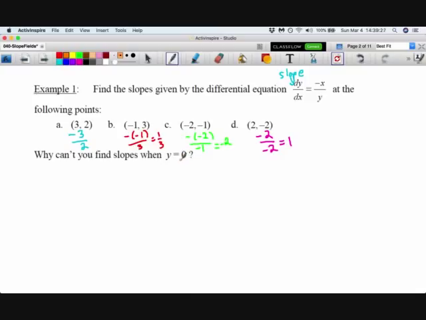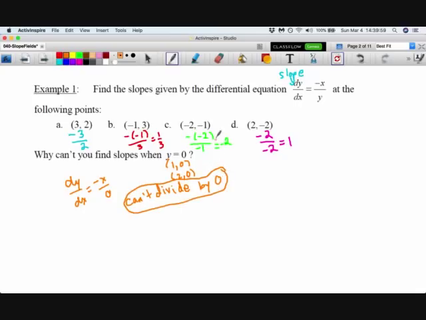If you haven't yet, please think about this. It's not that hard of a question. What would go wrong if y was equal to 0? We're talking about points like 1, 0, or points like 2, 0. Well, if we had y equals 0, dy dx would be some value of negative x over 0. And we can't divide by 0. That's it. That's all I'm looking for here. You can't divide by 0, so we will not have slopes.